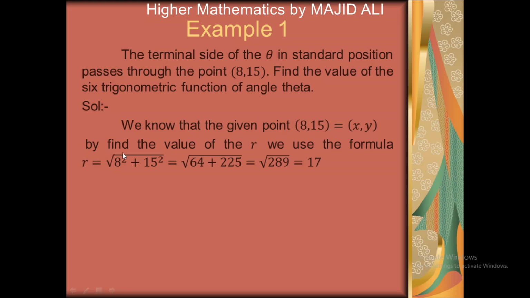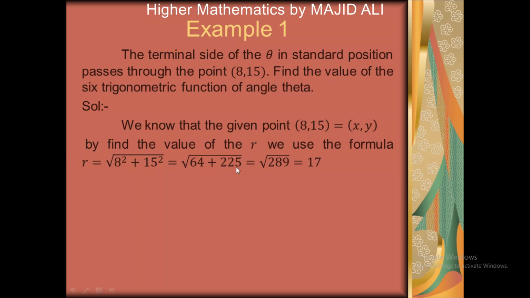By using the distance formula, we know that r is equal to the square root of 8 squared plus 15 squared, which is equal to the square root of 64 plus 225, since the square of 8 is 64 and the square of 15 is 225.